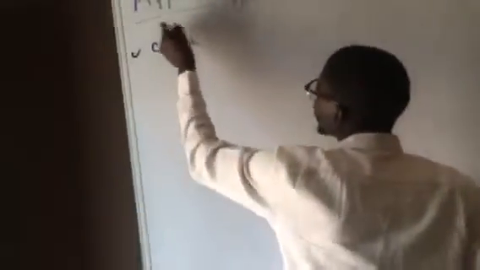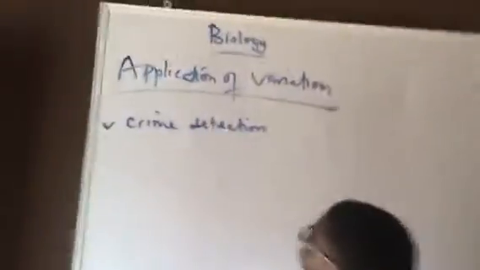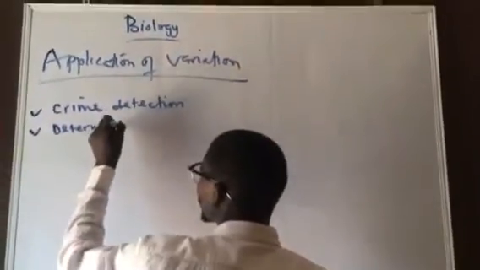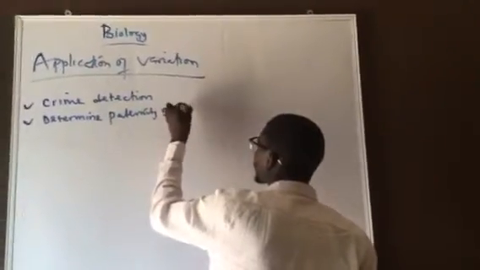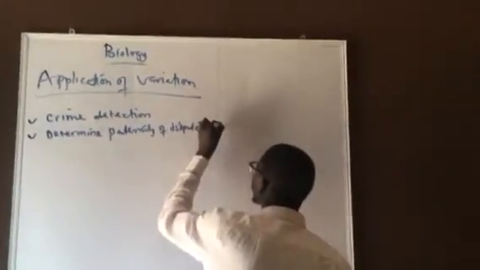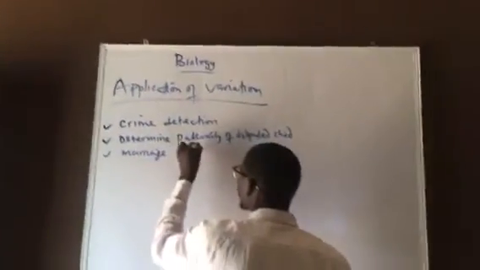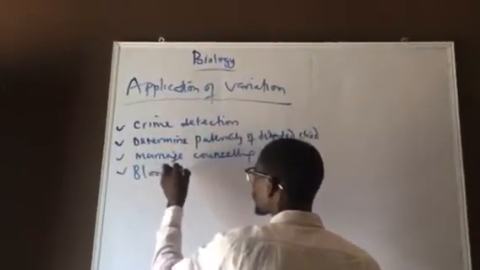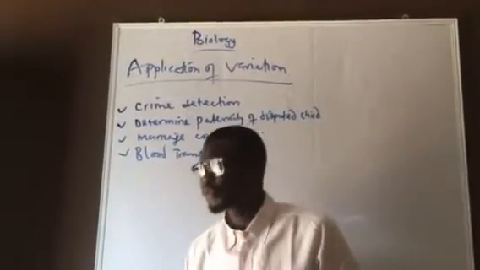So, for example, number one, crime detection. We can use variation to solve crime detection. Variation can also be used to determine paternity of a disputed child. Variation can also be used in marriage counseling, as well as blood transfusion.